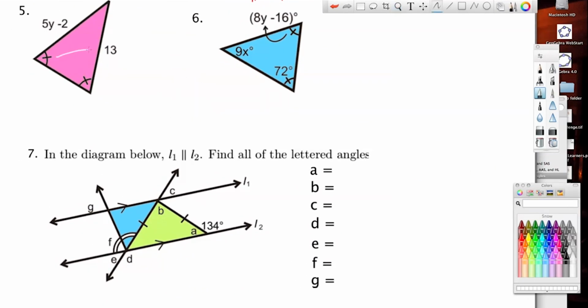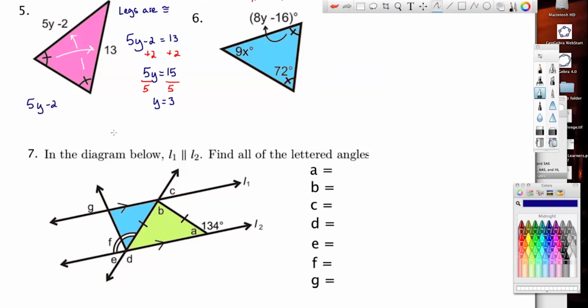Okay, so we have this pink triangle here, and we've got congruent base angles. So if base angles of a triangle are congruent, then the triangle is isosceles. So we can set these two expressions equal to each other. 5y equals 15, divided by 5, y equals 3. And we can substitute this. 5 times 3 is 15, minus 2 is 13. And it checks.